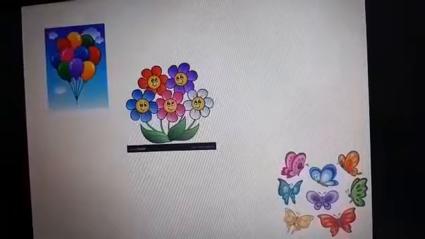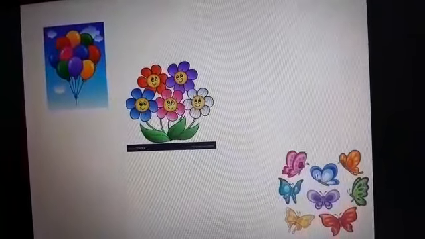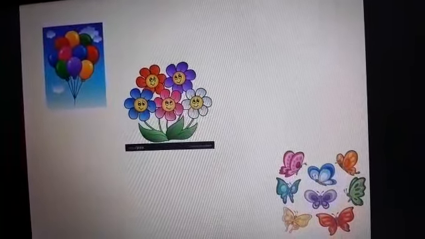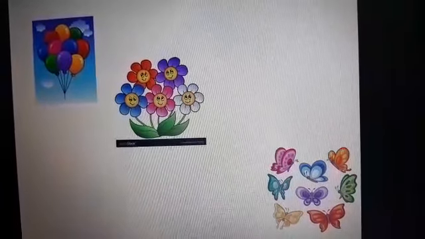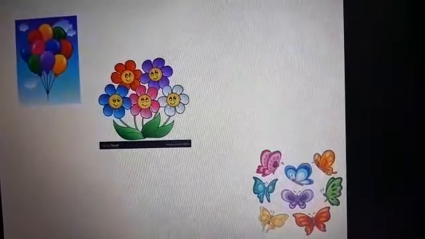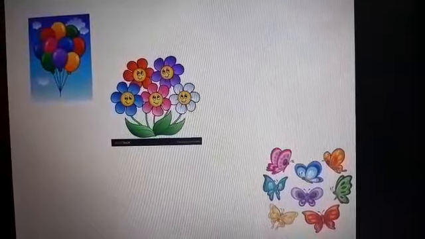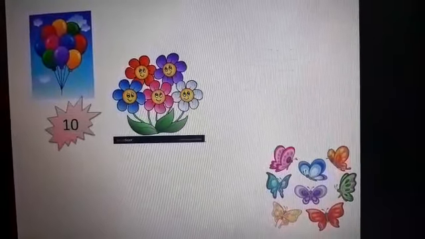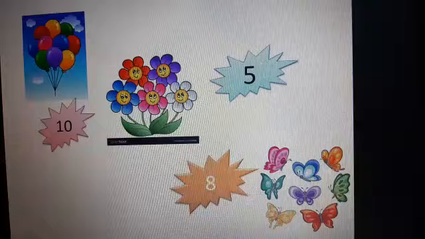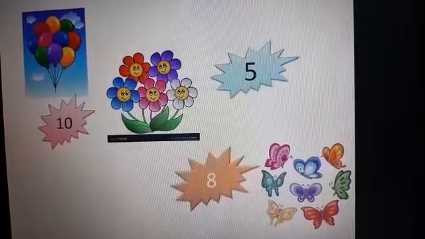If I ask you how many balloons, how many flowers, and how many butterflies you can see in this picture, your answer will be 10 balloons, 5 flowers, and 8 beautiful butterflies.